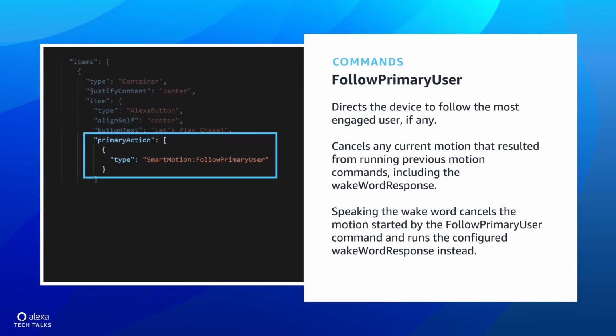Okay, the next command you can run is follow primary user. And so similar to the wake word behavior that will follow primary user, you can just initiate this motion to happen. And so it will direct the device to follow the most engaged user, which the device will do its best to determine. And it will cancel any current motion that is running from a previous command, including the wake word response. And then speaking the wake word will also cancel this motion as well, since that will still be in effect.